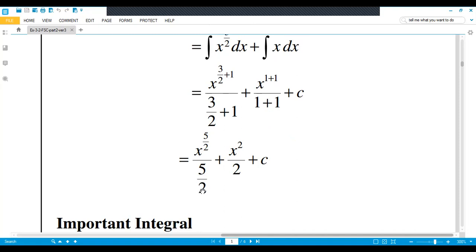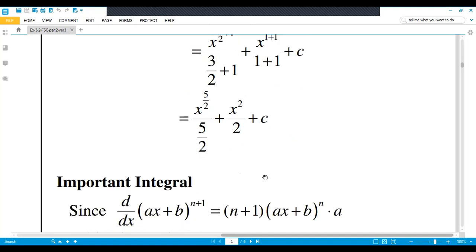So this 2 is divided here. If something is in the denominator, it will come in the numerator. So 2 over 5 x power 5 over 2 plus x square over 2 plus c is the required answer.